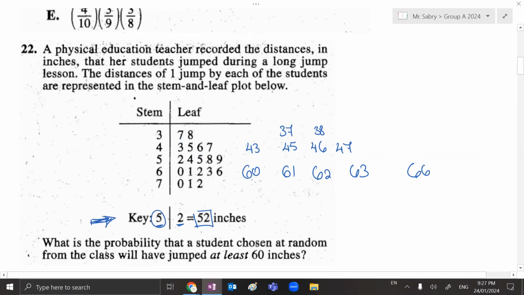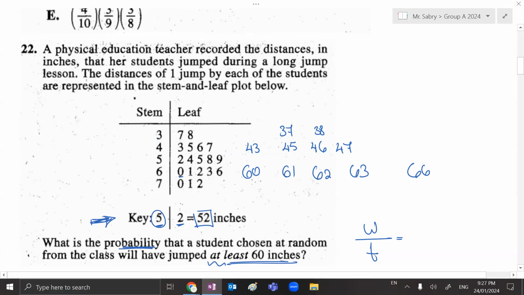So when they now start to ask me what is the probability, again احنا قلنا لما نشوف كلمة probability think of the rule. The rule is wanted over total. ايه wanted? The probability that a student chosen at random from the class will have jumped at least 60. So at least 60 يعني it needs to be 60 or more. So I'll count the numbers that are 60 or more.